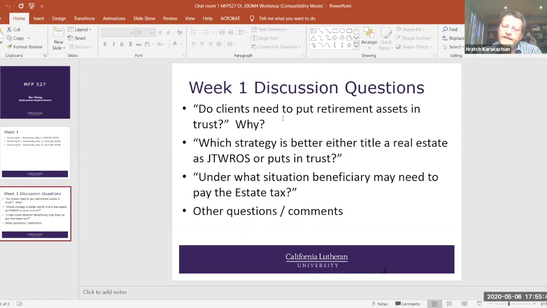So even with the change in the SECURE Act, there are some circumstances where it would make sense to list the beneficiary of the retirement account as a trust, even though the funds are going to have to come out of the IRA and into the trust at the latest in year 10. There are certain circumstances where it would still make sense to have a trust accept those funds.